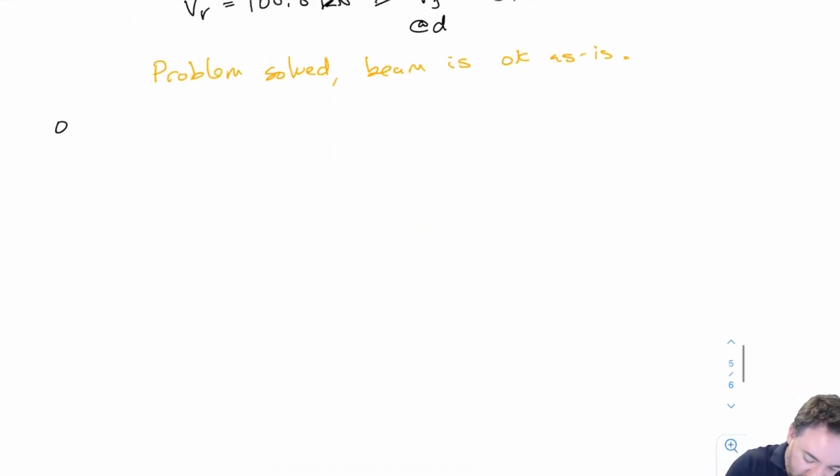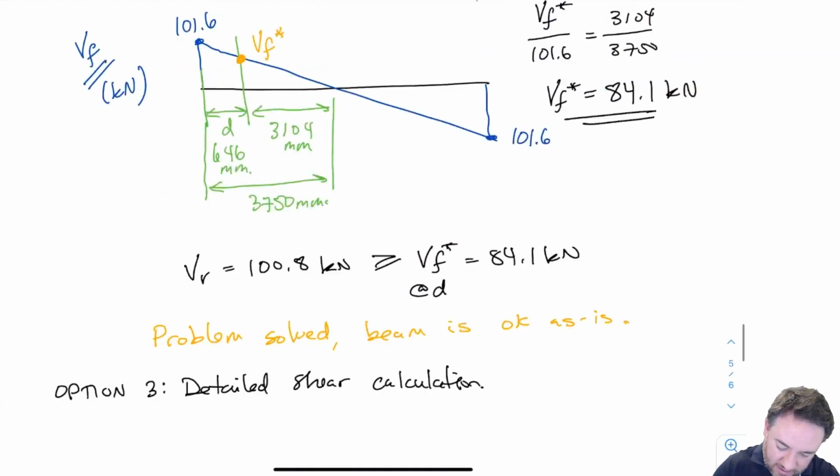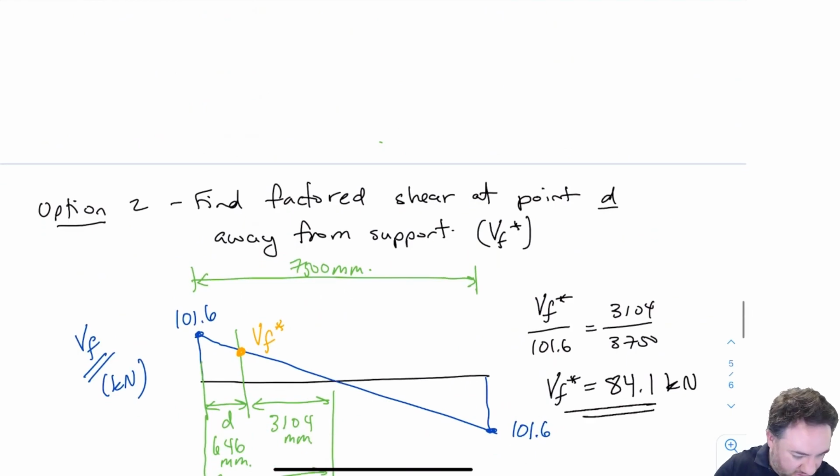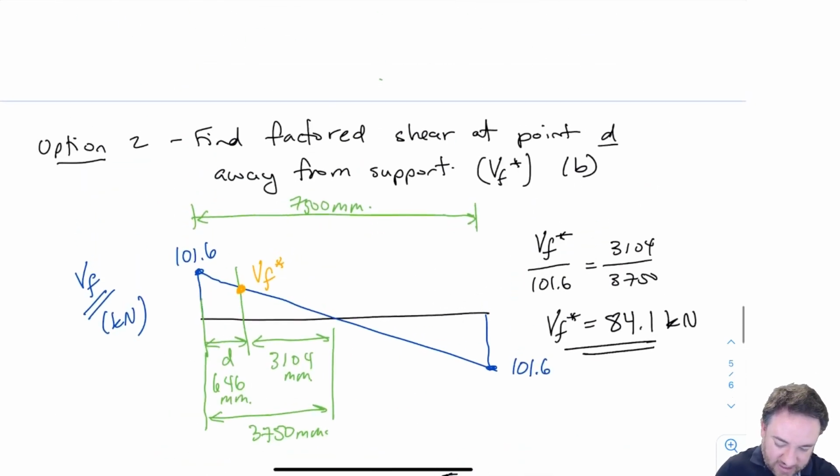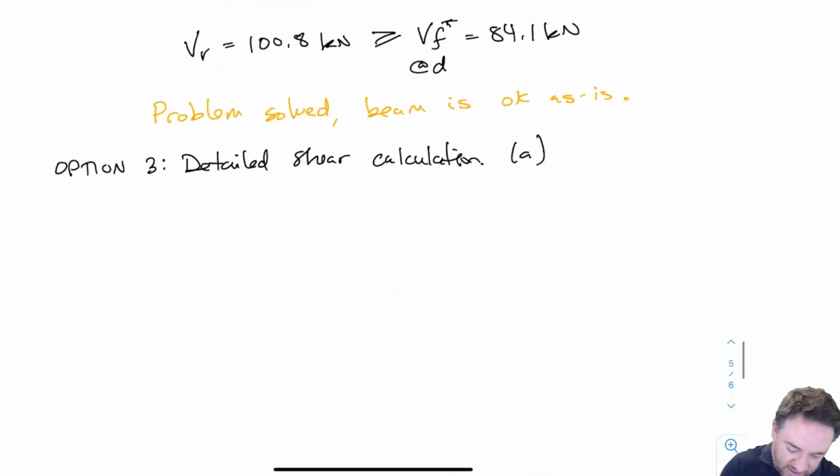Okay, so that's one way to do it. Here is an alternate approach. By the way, in the clause for shear, this one is called approach B, and this one is approach A, I believe. Okay, so we can do the detailed shear calculation instead of doing this, and we can probably squeeze some extra strength out that way.